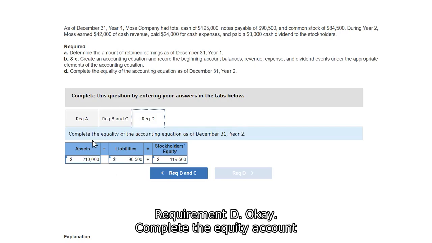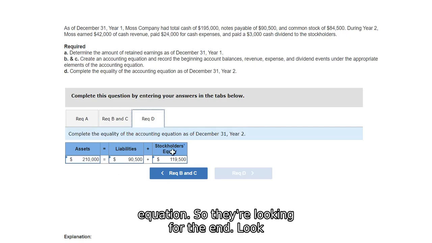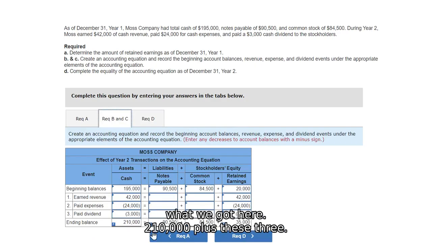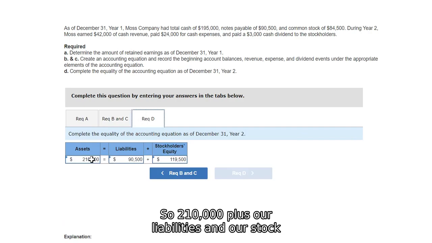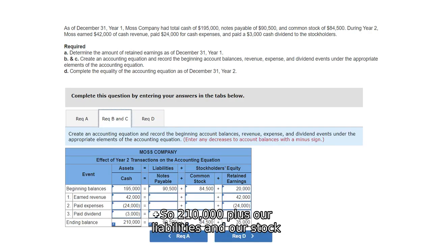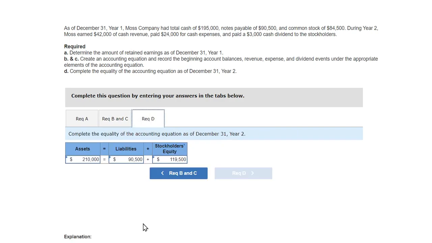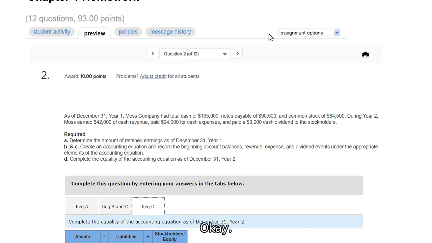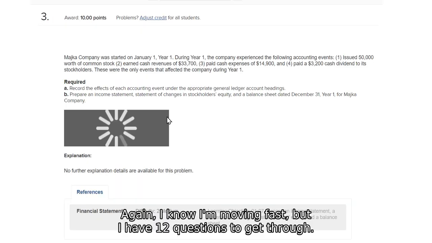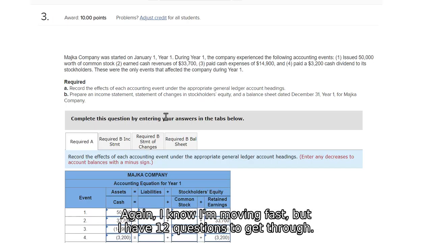Requirement D. Okay, complete the equity account equation. So they're looking for the end. Look what we got here. 210,000 plus these three. So 210,000 plus our liabilities and our stockholders' equity, right? These two we need to add together. Okay, that's question 2. Again, I know I'm moving fast, but I have 12 questions to get through.